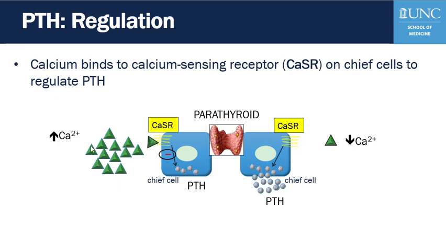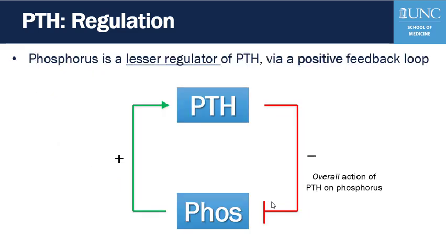On the left side, there's abundant calcium. So that calcium sensing receptor can sense a lot of substrate and reduce the amount of PTH secretion. But on the right side, there's relatively little calcium. So when the calcium sensing receptor doesn't sense any substrate, the parathyroid secreting cell, or the chief cell, is stimulated to make more PTH. PTH is also regulated by phosphorus, but phosphorus is a lesser regulator of PTH, meaning its effects are generally outweighed by the effects of serum calcium.